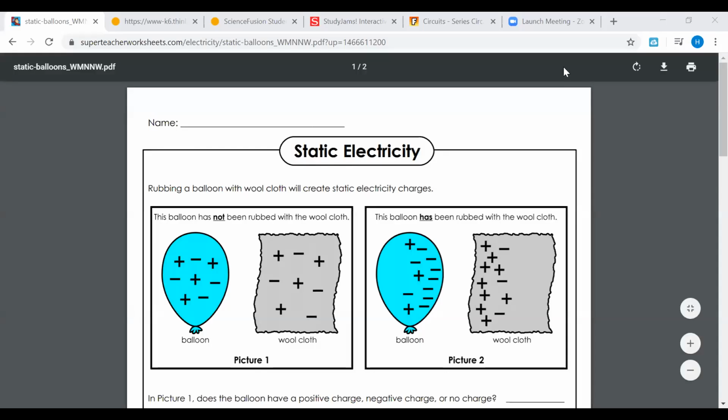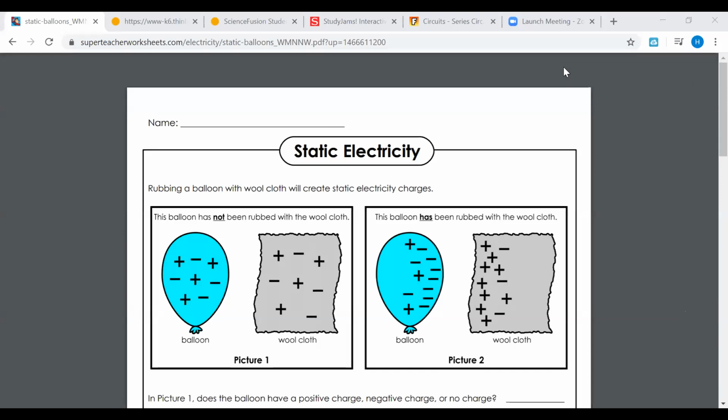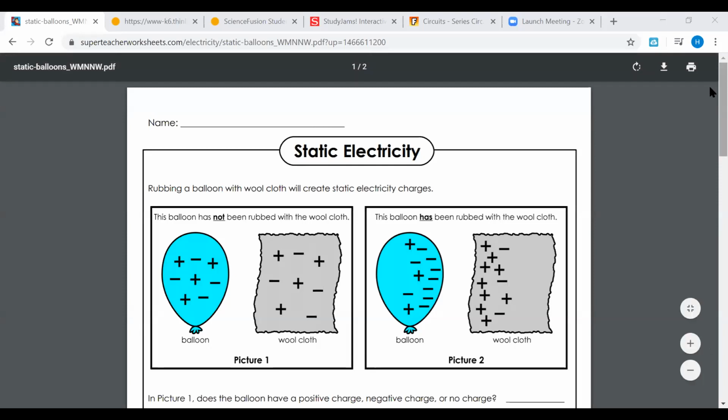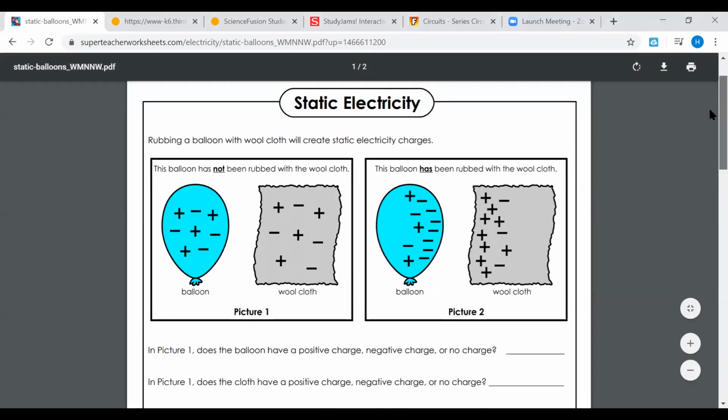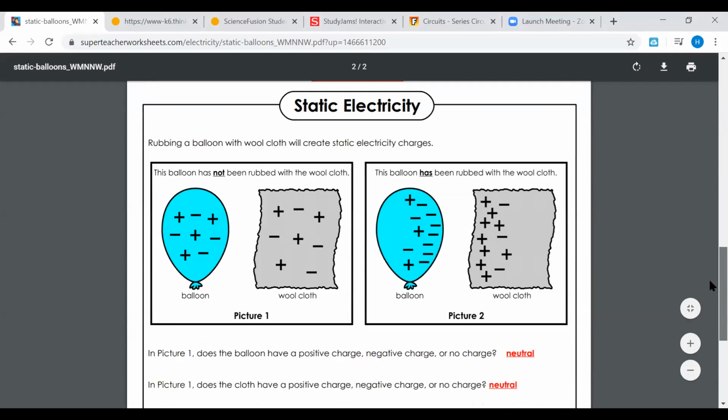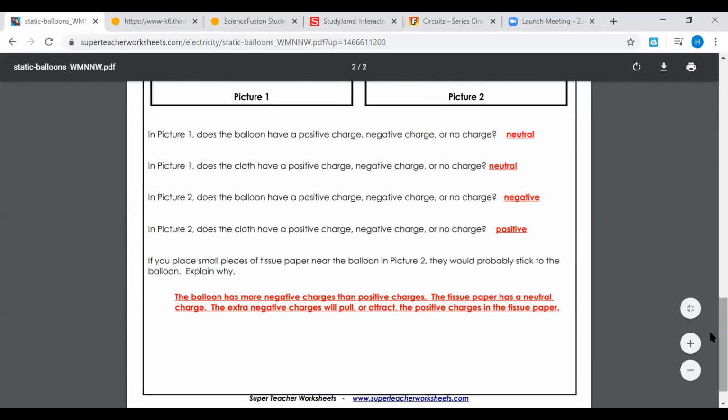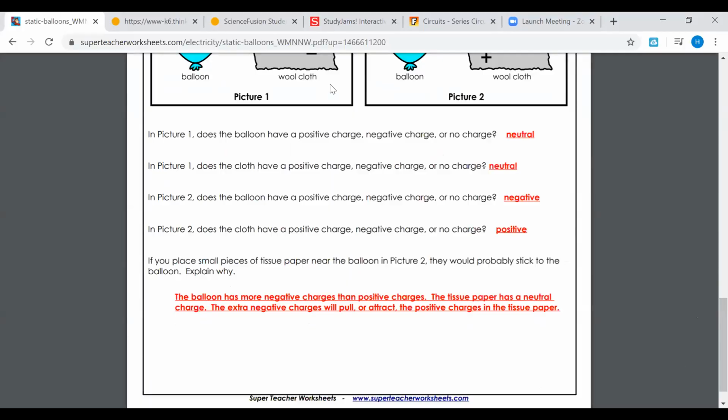In Packet 3, you were given this worksheet titled Static Electricity. So if you want to get that and check your answers, I'm going to show them to you, or you could pause this or come back later. But I'm just going to give you a moment to check your answers just to make sure you had them correct. And again, this worksheet was in Packet 3.